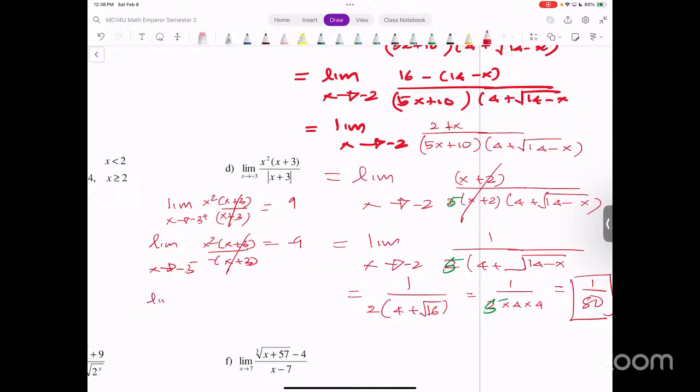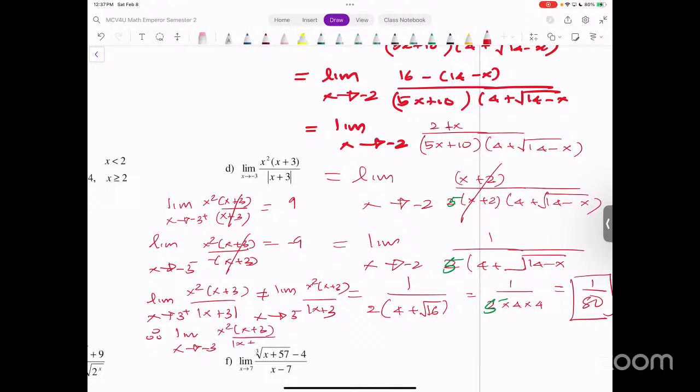We can say the limit as x approaches 3 from the plus side of x squared times x plus 3 over the absolute value of x plus 3 is not the same as the limit as x approaches 3 from the minus side of x squared times x plus 3 over x plus 3. Therefore, the limit as x approaches minus 3 of x squared times x plus 3 over the absolute value of x plus 3 does not exist. Make sense?